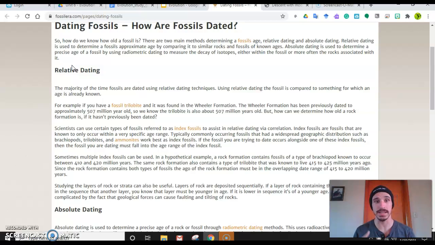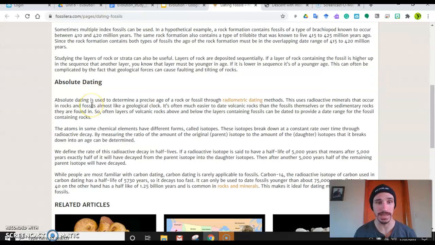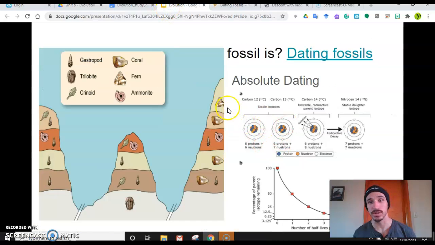basically what it does is it takes a fossil's age and relates it to something that's already of a known age. And absolute dating is to determine the precise age of a rock or fossil through radiometric dating. Radiometric dating is where we're going to have to look at the actual anatomical structure, the atoms that comprise this fossil or this rock. If we go back to the slideshow, you can see I have an example here.